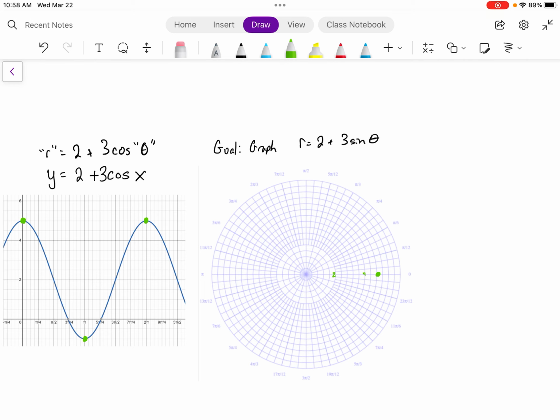If you plug in pi for cosine, here I am making my t-chart in my head. If I plug in pi for cosine, I'll get -3 for that piece, and I'll be at -1. So -1 in the pi direction is really right here.